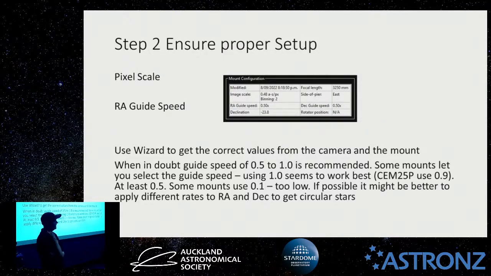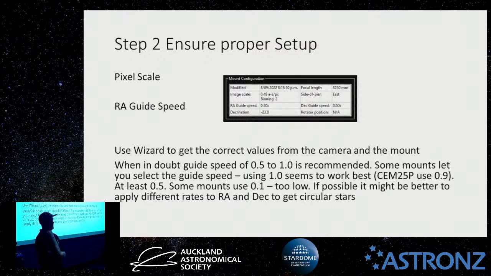And I have found that playing with 0.5 and 0.9, 0.9 does work better than 0.5. So if your mount does have a choice, try the higher ones first, I suggest. But my experience with my cheap mount is that 1 works.